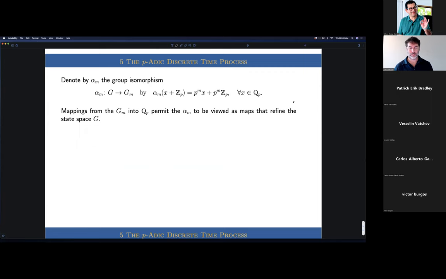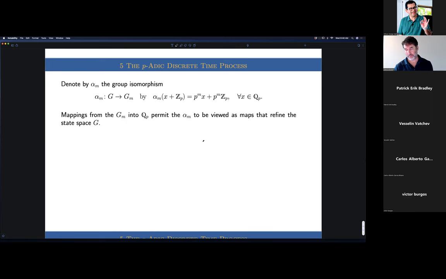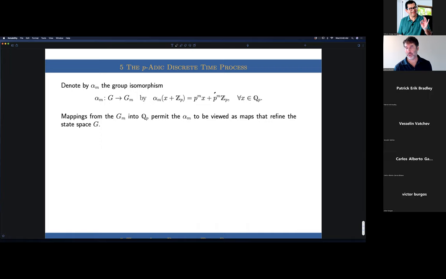So we denote by alpha m this group isomorphism. Now, how does alpha m work? Alpha m takes you from G to GM in this way. And the mappings from GM to Qp permit the alpha m to be viewed as maps that refine the space. So you can really think about these alpha m's as just refining the space, which is what it is really doing. You take this equivalence class and you map x to p^m x, and then you just take a smaller ball. So that's what this is.